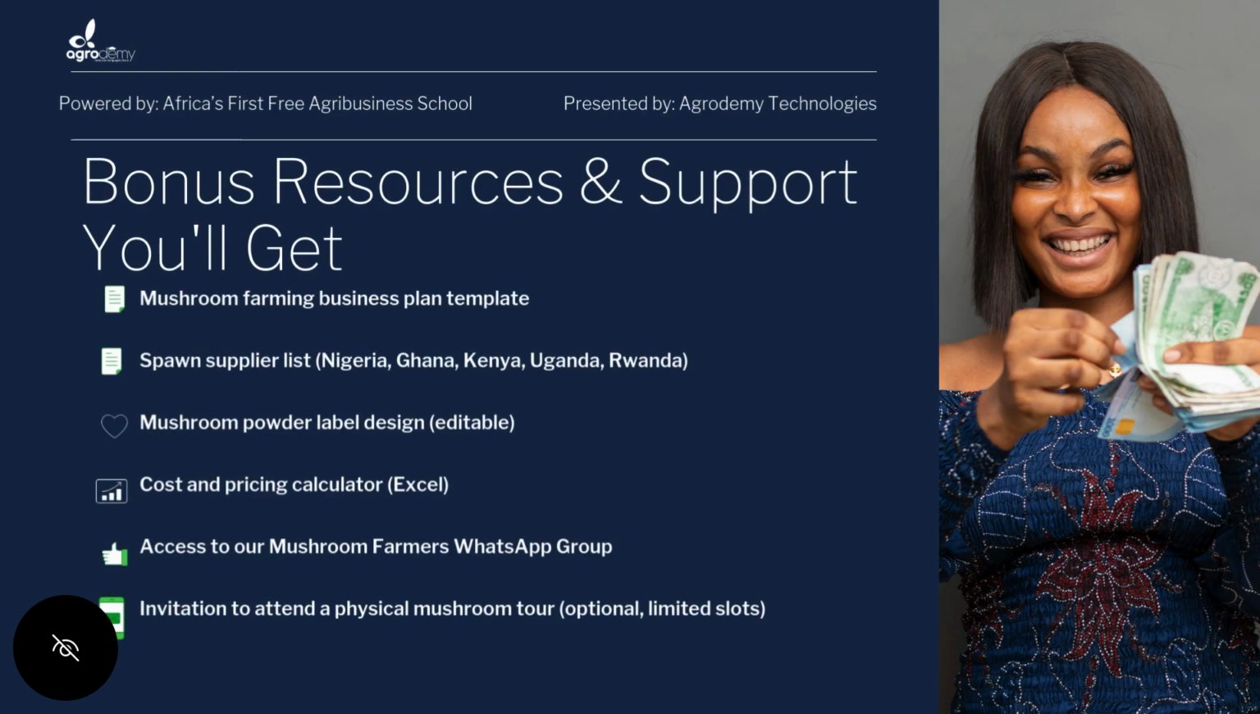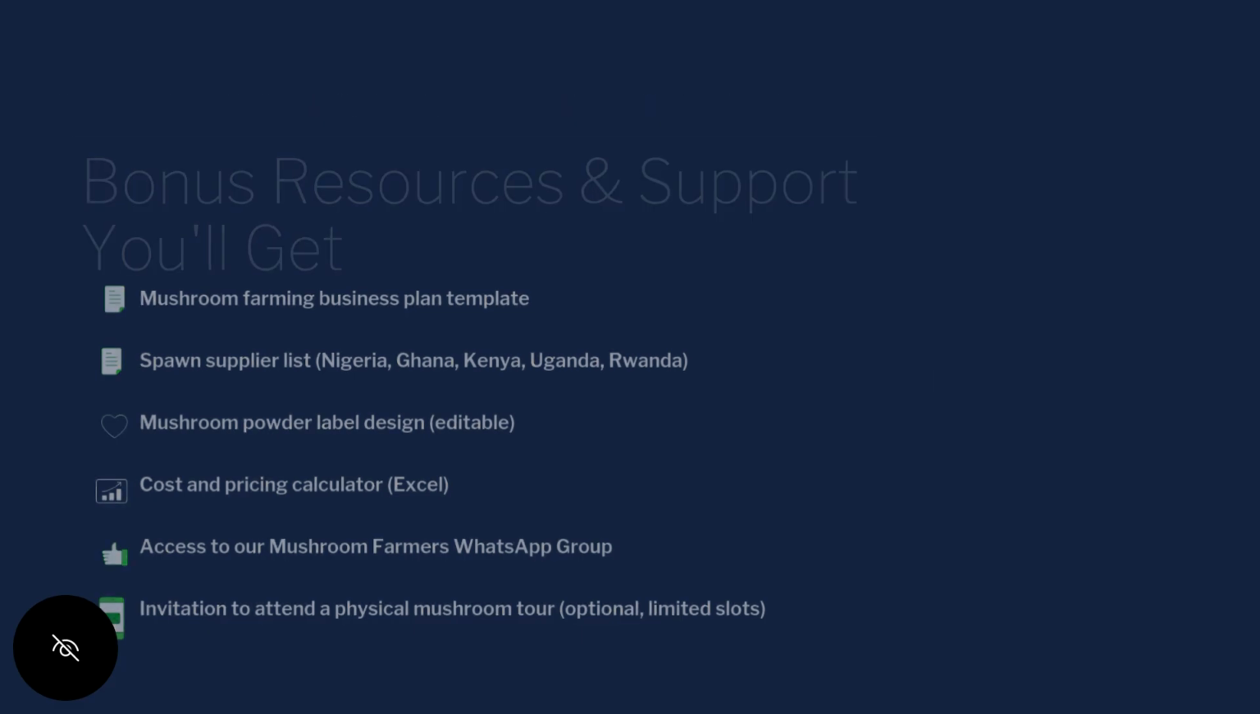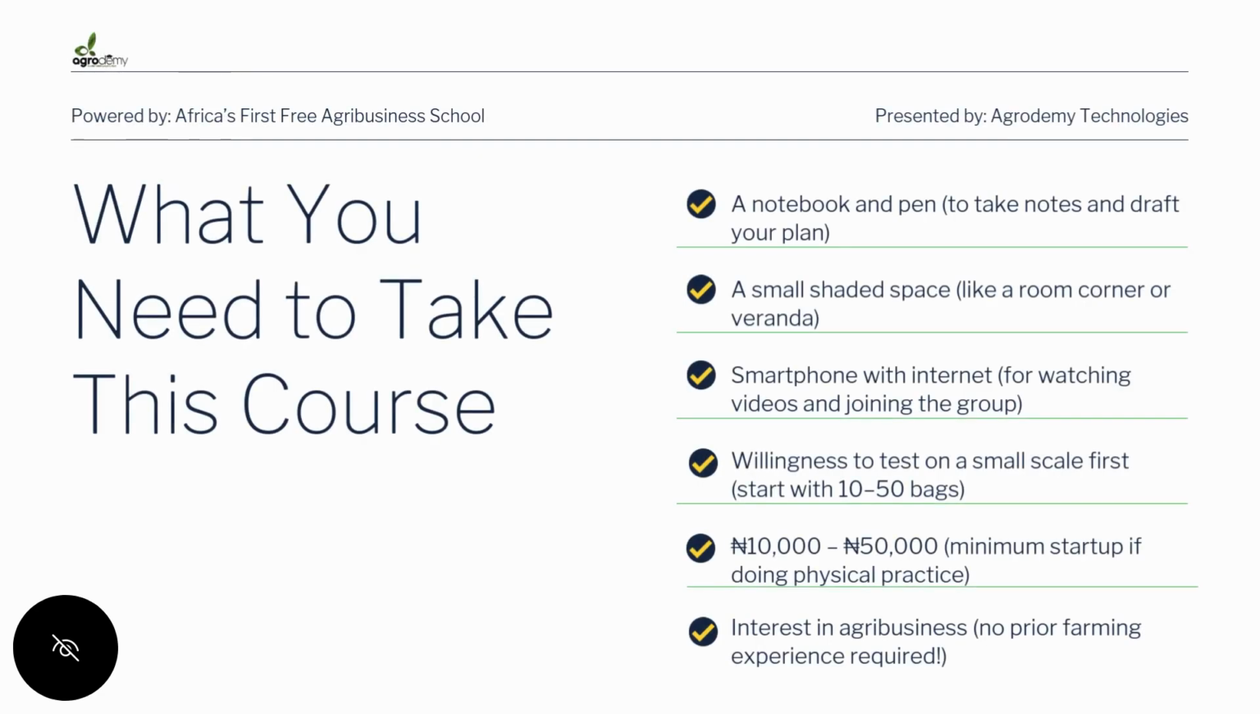So a few of the resources in this course, you would get the mushroom farming business plan template, a list of suppliers, a sample mushroom powder label design, a cost and pricing calculator, and more importantly, we also run a physical training program where you pay and we connect you to somebody who runs a real mushroom farm closest to you. So you also get to access all of this.